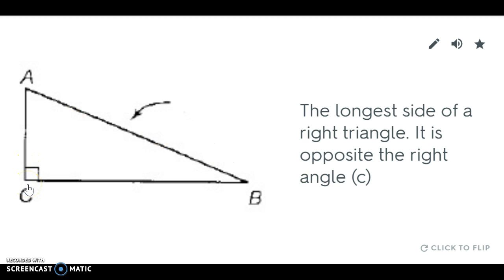And so the right angle is always going to be called C. And so this longest side is lowercase c. The hypotenuse is always a lowercase c. And so it's opposite the biggest angle, and so it's the longest side.